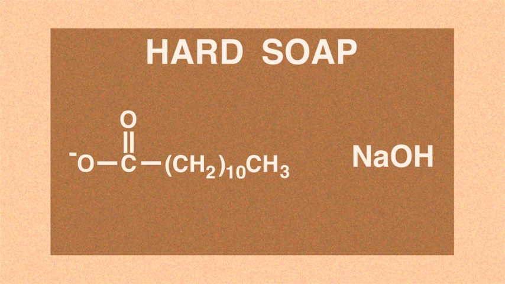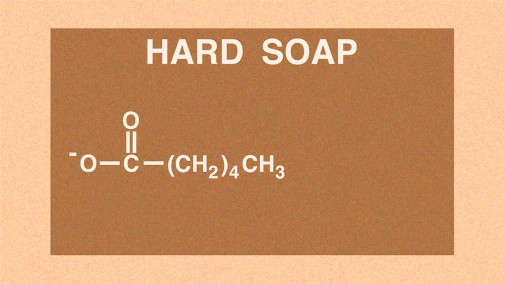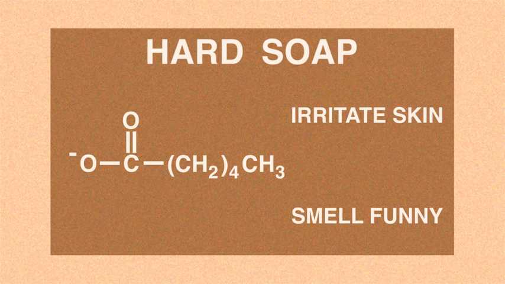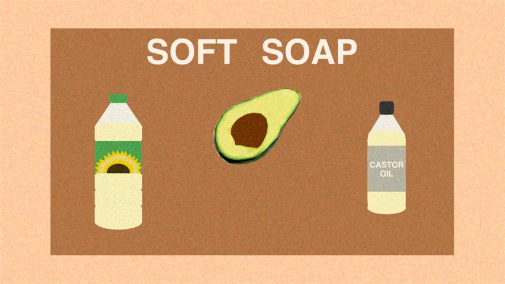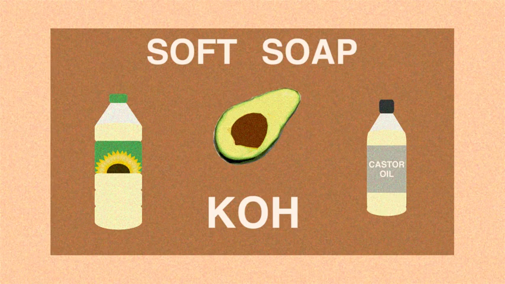in a saponification process. Fatty acid esters with 6 carbons or less are not used as they irritate the skin and smell pretty funny. Soft soaps use fatty acid esters like avocado oil, sunflower oil and castor oil to name a few, and are reacted with potassium hydroxide when saponified.